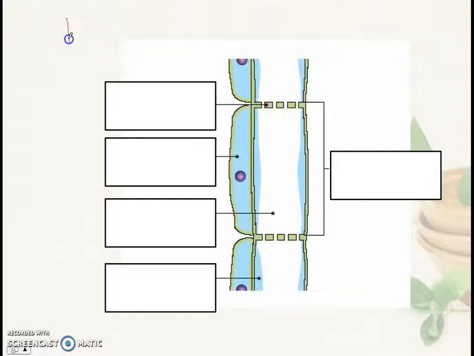Alright, let's move on now to the phloem. What is the structure of the phloem, and how is it adapted for its function? Firstly, I want you to look at this diagram of the phloem, and you can see that it's made out of two different types of cells.